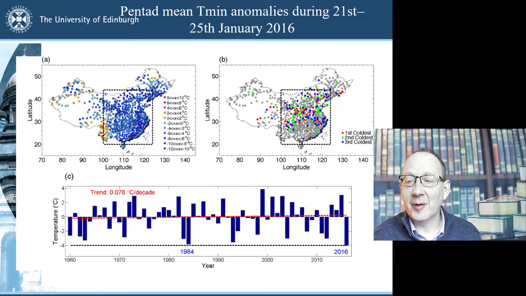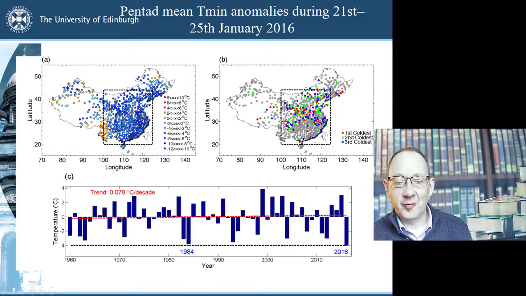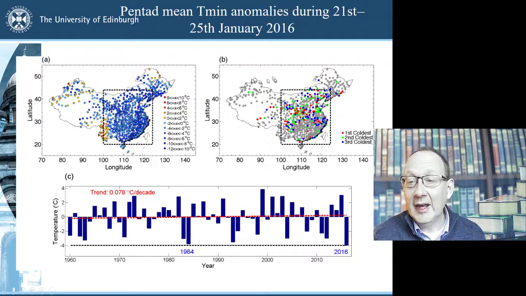Here's where the record breaking was set. Reds are the first coldest, greens are the second coldest, and blues the third. You can see several stations set their record going back to 1960, which is when reliable observations from China are available. The participants selected this box here as the region of interest. They're focusing only on mainland China. And here is the average temperature for this pentad. I think they were a little bit over precise on the pentad, but here we see the anomalies.